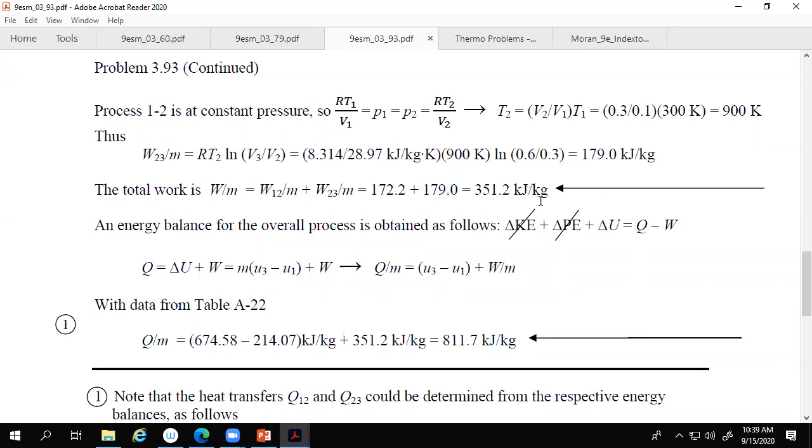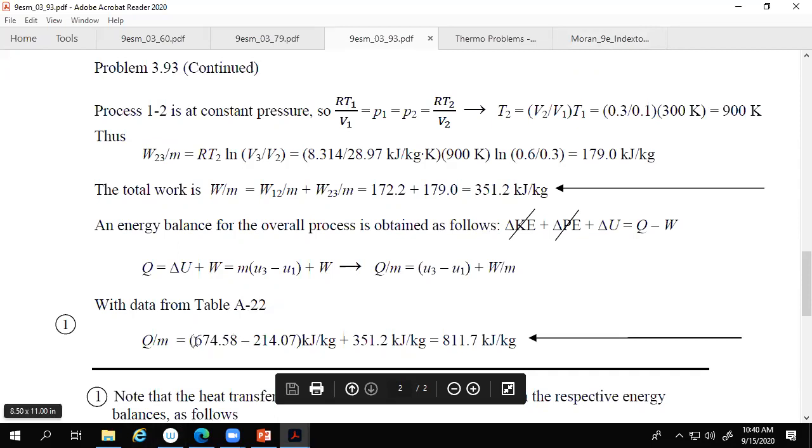Then we're going to go back to the energy balance to calculate the heat transfer. So this will be capital Q, the total net for the whole system, which is the total change in internal energy plus the net work. And so then the delta U is the mass times U3 minus U1, plus the W. Let's see, he's pulling data from A22. That's the table. We can check that. I didn't do that. But so we're at 300 and we're at 900. So this should be the internal energy at 900 minus the internal energy at 300.